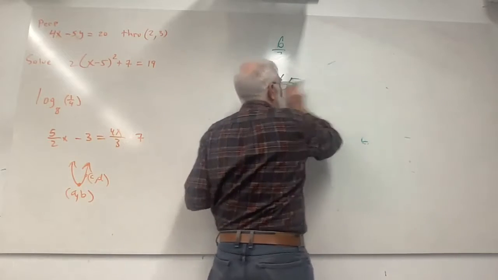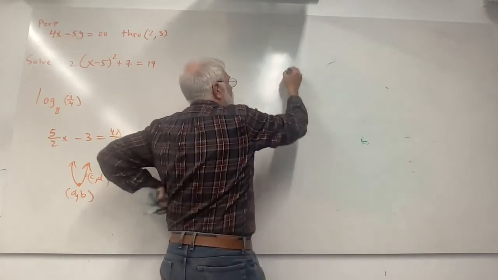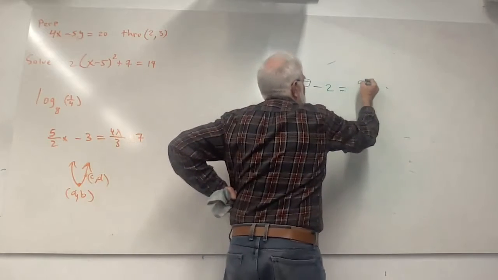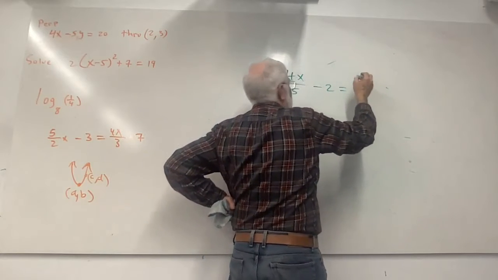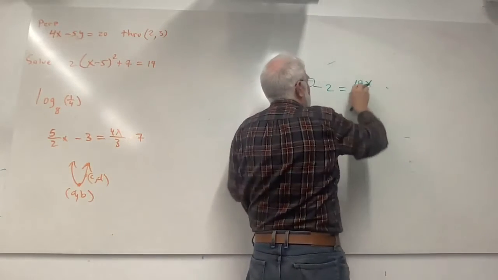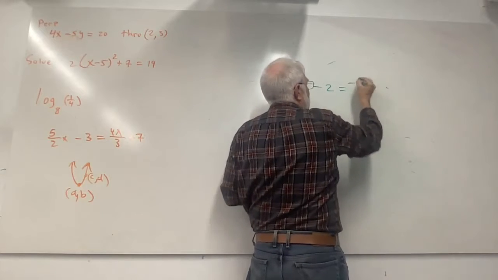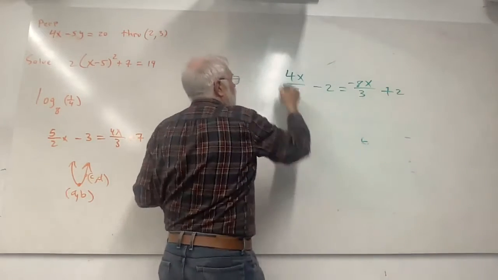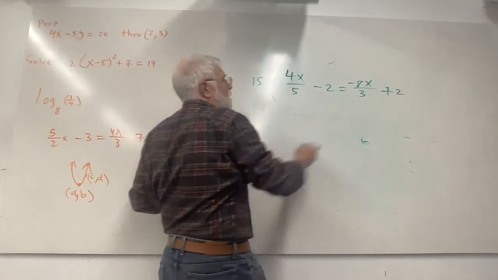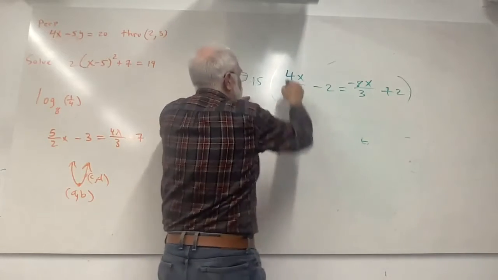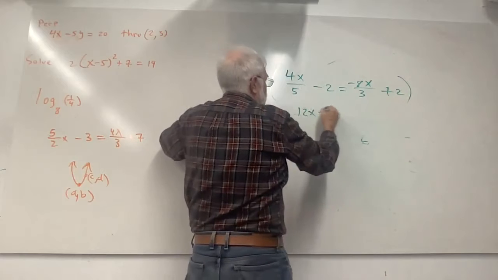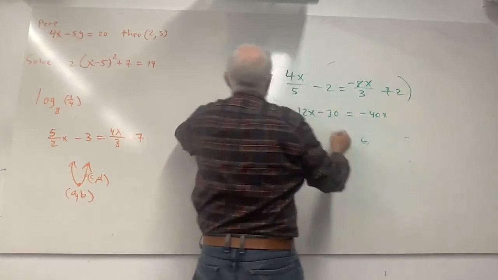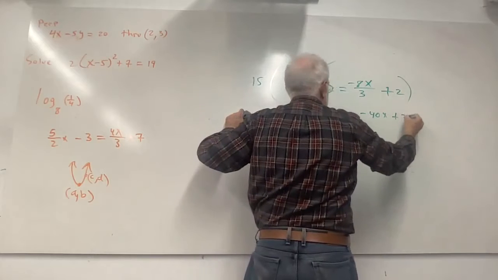Next one, I'm just going to keep the numbers small, but the same concept. Let's do 4x over 5 minus 2 equals 19. That's kind of big. Let's do 8x over 3 plus 2. This is our second one. With a 3 and a 5, I'm going to multiply by 15. All right, and you should get 12x minus 30 equals negative 40x plus 30.